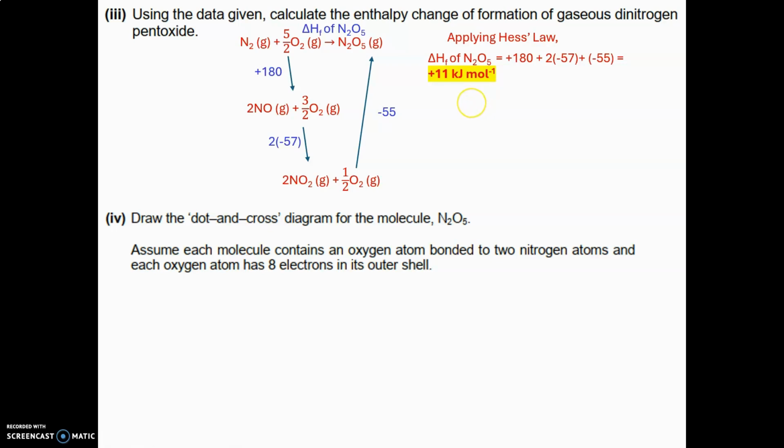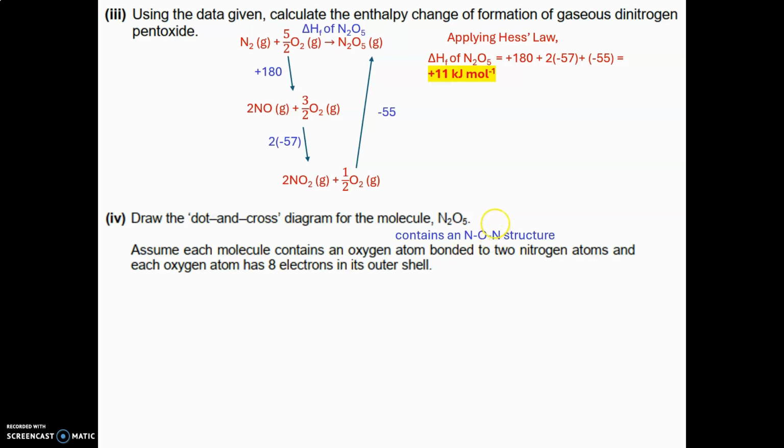Part 4, to draw dot and cross for N2O5. A very big hint is given to you in the question to assume each molecule contains oxygen bonded to 2 nitrogen atoms, which is a hint that it contains an N-O-N kind of structure. So one of the O atoms will bridge the 2 nitrogen atoms, and there are 4 oxygens left over, which means that each nitrogen will be bonded to 2 other oxygens.